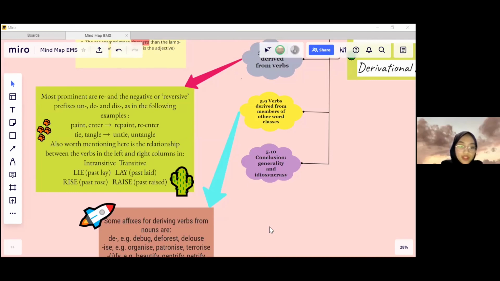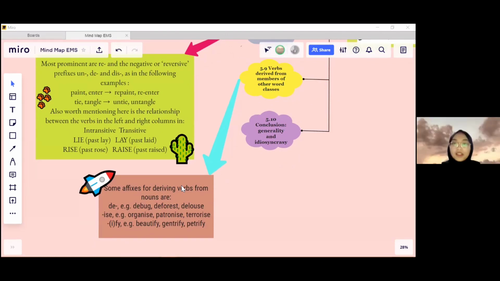Also worth mentioning here is the relationship between the verbs in the left and right columns, intransitive and transitive. Lie, past lay; lay, past laid; rise, past rose; raise, past raised.